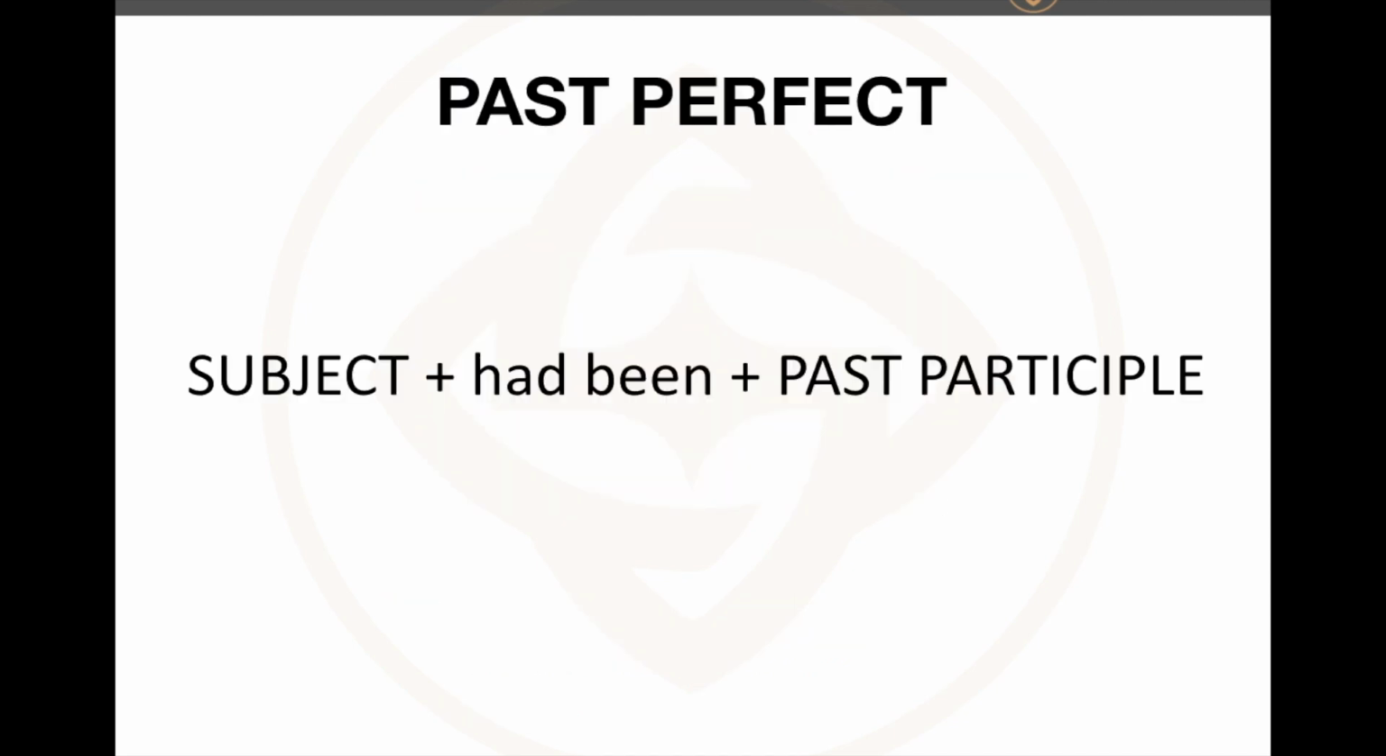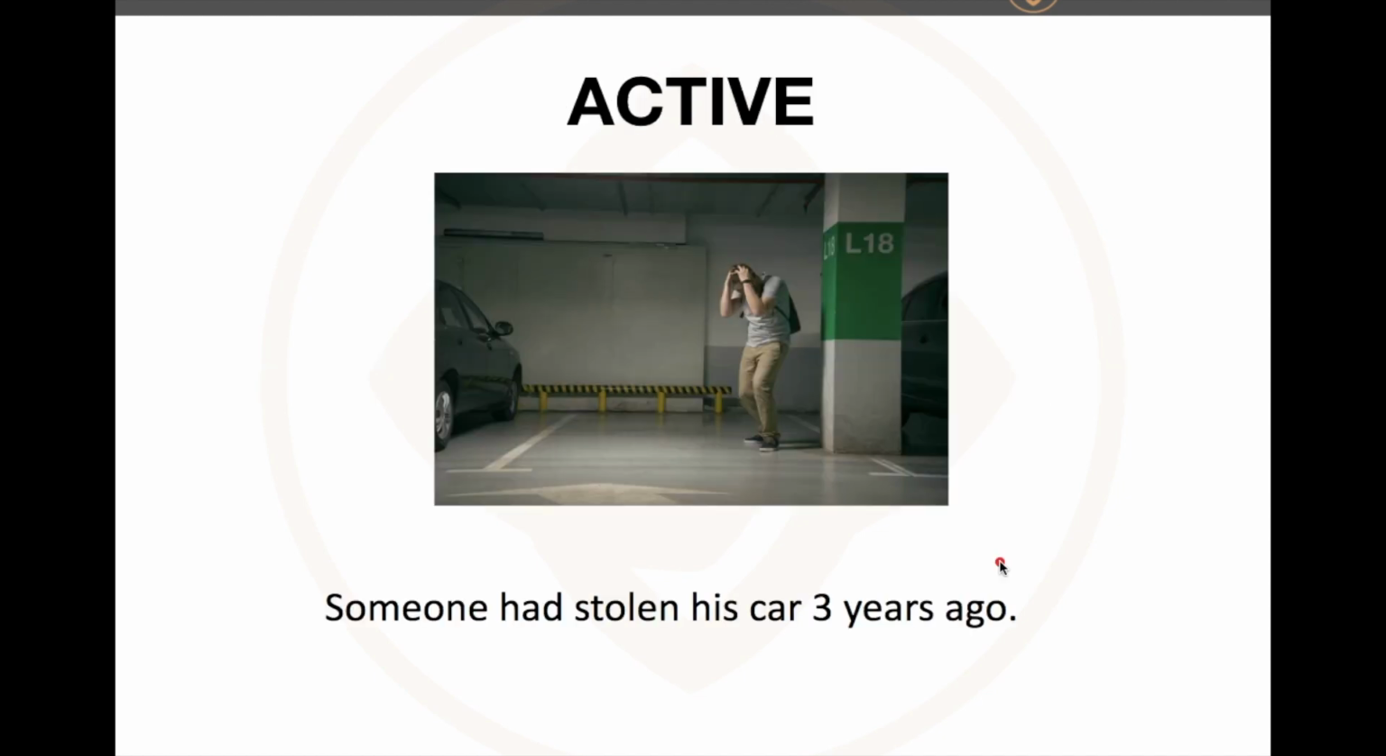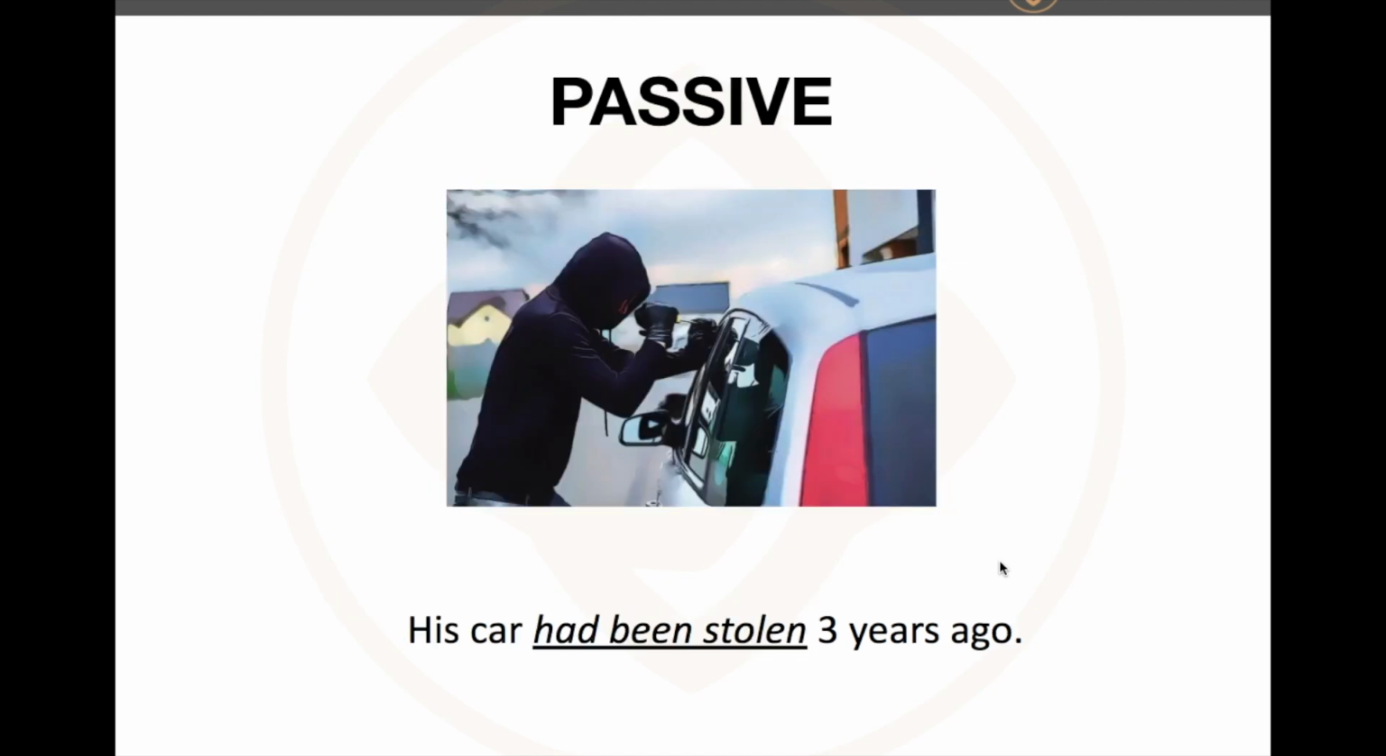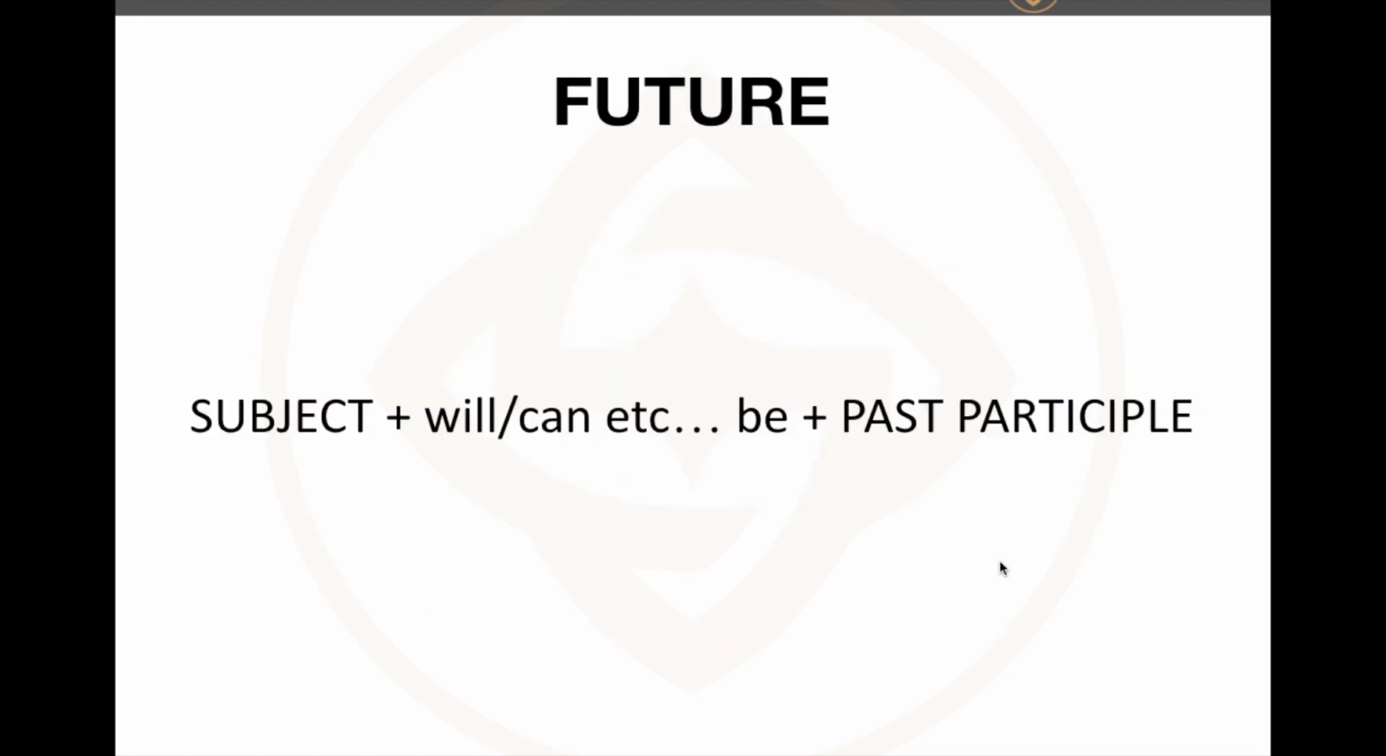Past perfect, subject plus had been plus past participle. Here is an example. Someone had stolen his car 3 years ago. His car had been stolen 3 years ago. If we're interested in the doer, we would say by someone.